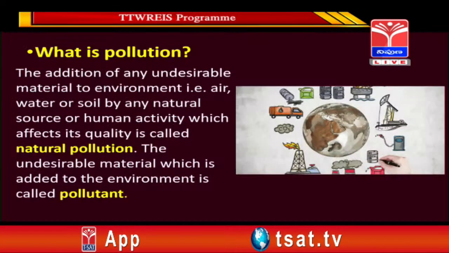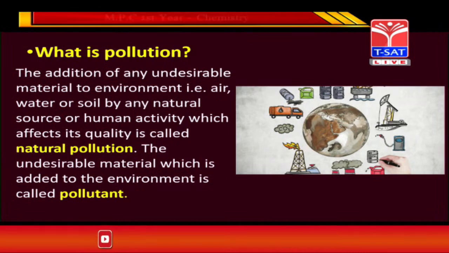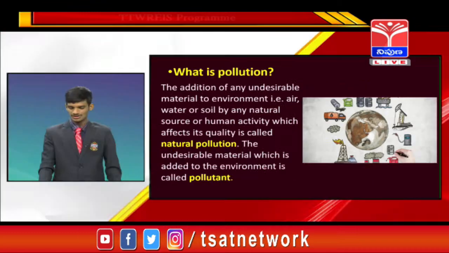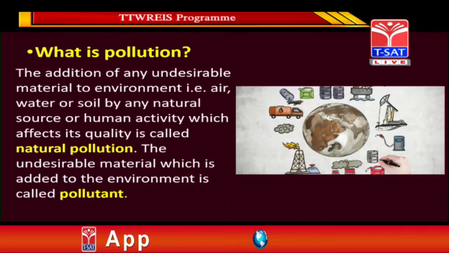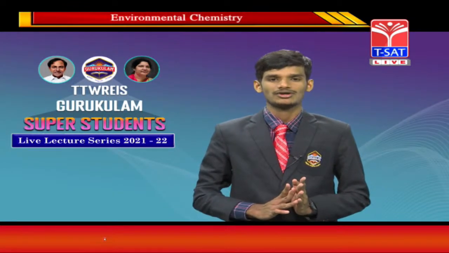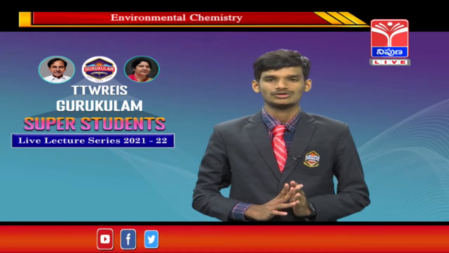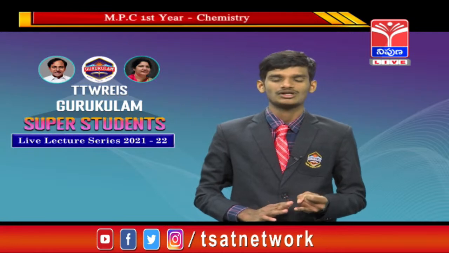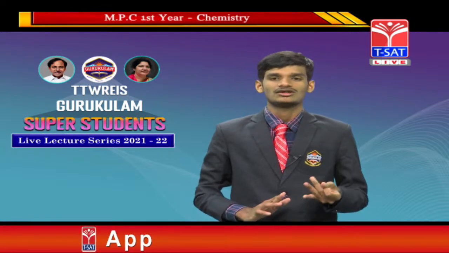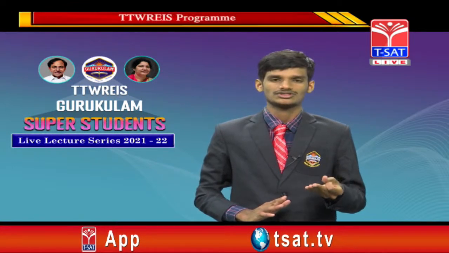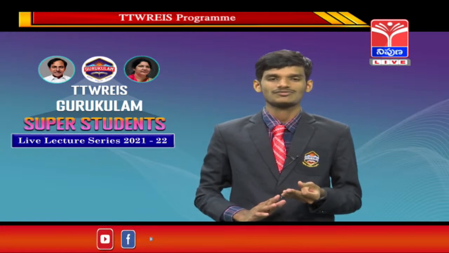Next, what is pollution? Pollution is nothing but addition of pollutants. The substances which cause pollution are known as pollutants. Pollutants are mainly four types: primary pollutants, secondary pollutants, biodegradable pollutants and non-biodegradable pollutants. Primary pollutants occur in natural form. For example, nitrogen, oxygen and oxides of sulfur. These are the examples of primary pollutants.